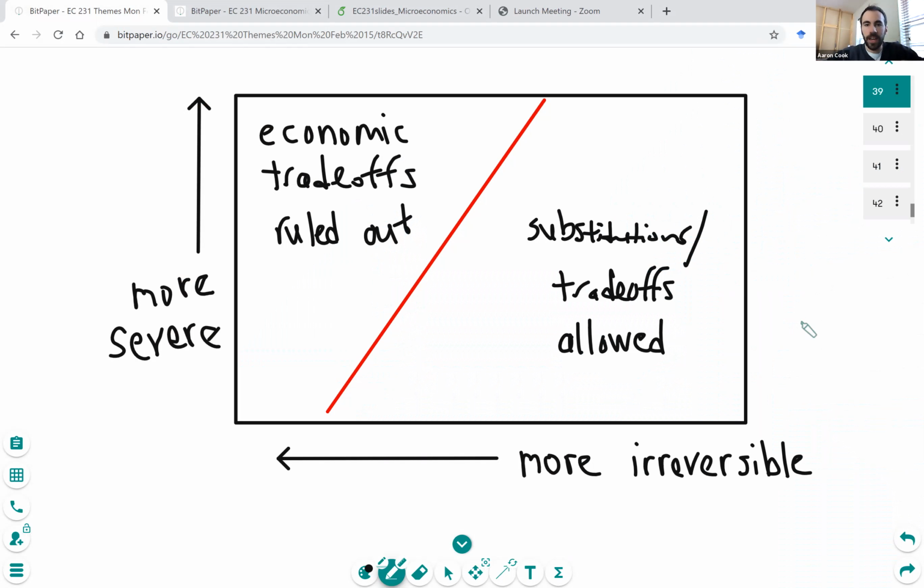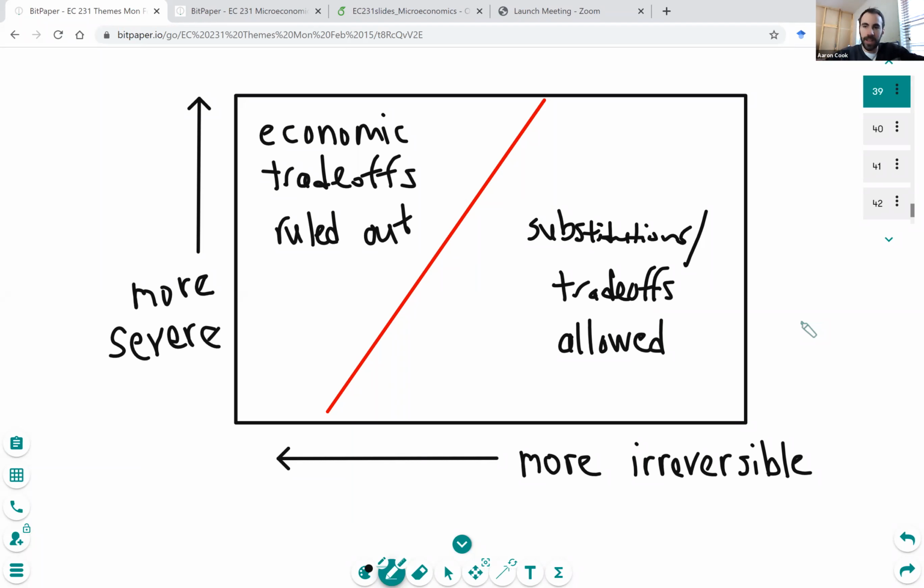So if you remember that diagram, we had a rectangle which represented actions we could take, which would result in some amount of environmental damage or natural resource degradation, which would have some level of severity associated with it, as well as some level of irreversibility associated with it. And so on the horizontal axis, this is measuring the degree of irreversibility.